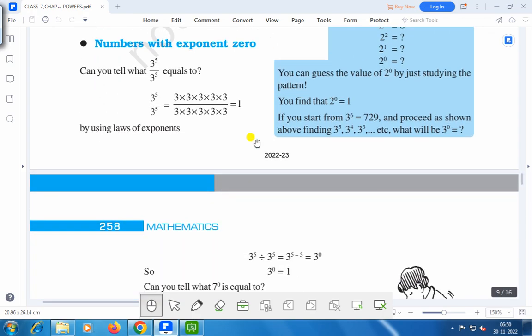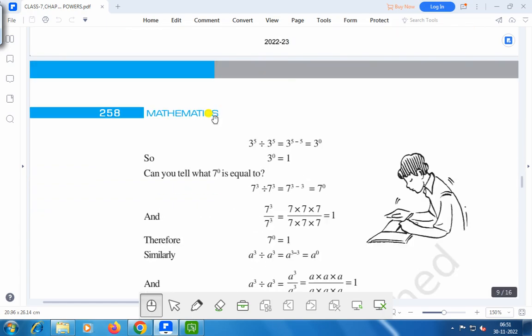Number with exponent 0. You have to remember this one. 3 to the power 5 divided by 3 to the power 5 means 3 into 3 into 3 into 3 into 3 over 3 into 3 into 3 into 3 into 3. That comes to 1, by using laws of exponents.